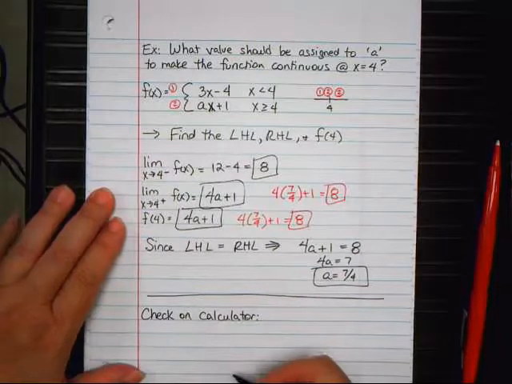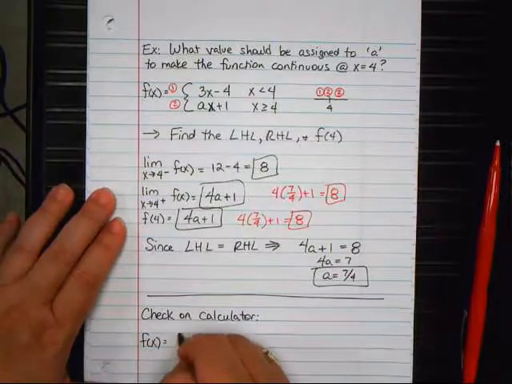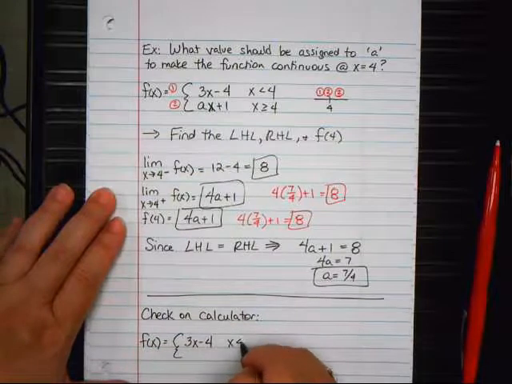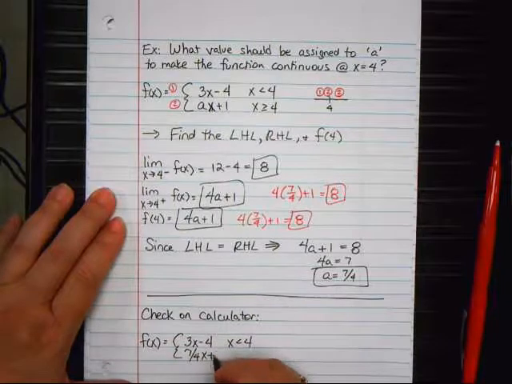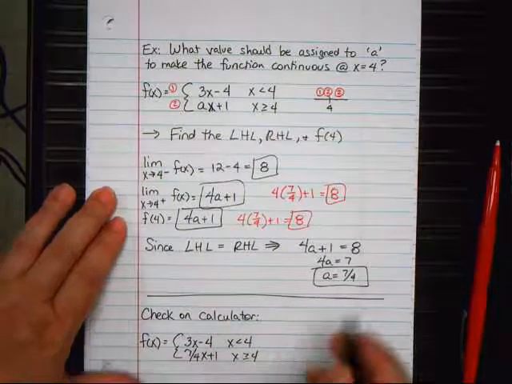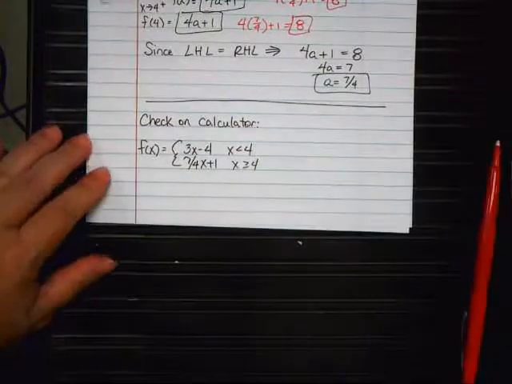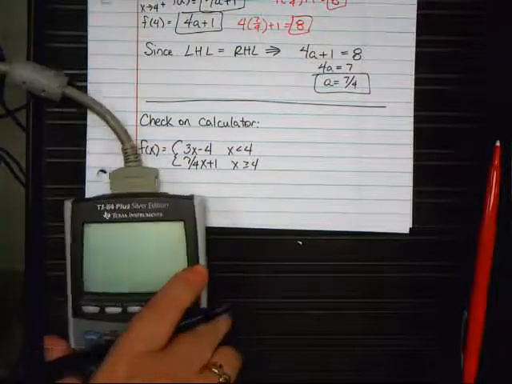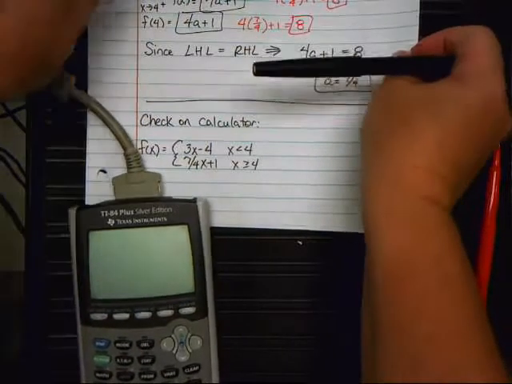And so I can move the paper up and have the calculator under the screen. I need to rewrite the functions right here. 3x minus 4, x is less than 4. 7/4 x plus 1, x is greater than or equal to 4. I'm going to move this way up so that I have room to put the calculator below it. And I'll move it. I need to move it up even farther.